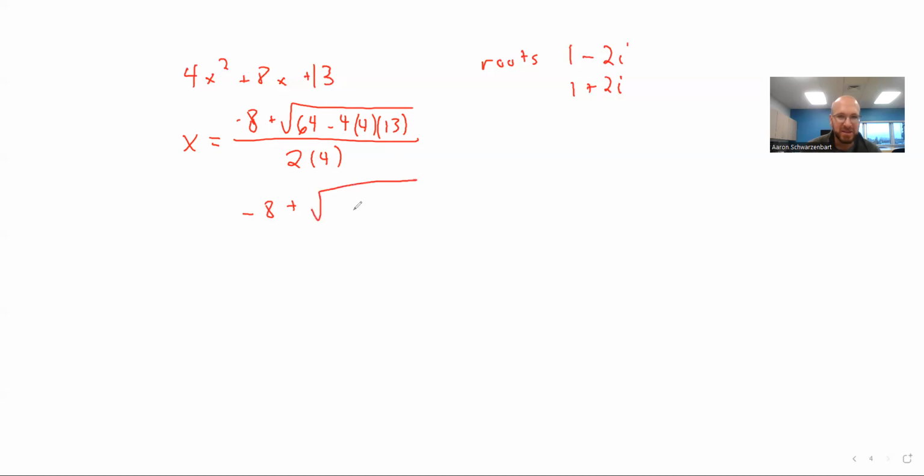So it's 64 minus 208, which is negative 144 in that square root over 8. The square root of 144 is 12, and the negative gives 12i. Oh, I forgot my plus or minus. Oops.